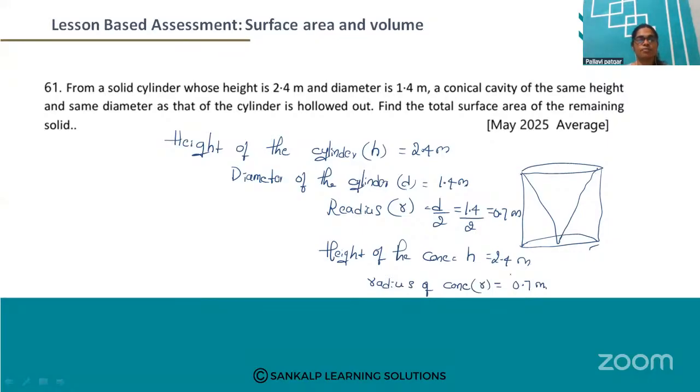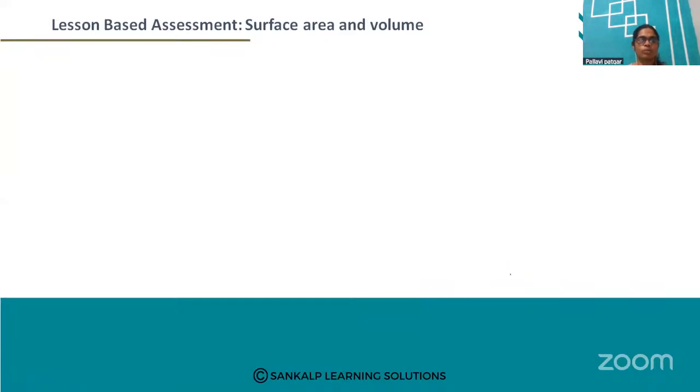So here the curved surface area of cone. The formula of curved surface area of cone is pi r L. So here L is slant height. We don't know the length of this slant height. So by using the Pythagorean theorem, we find the slant height. Okay. So now calculate the slant height.